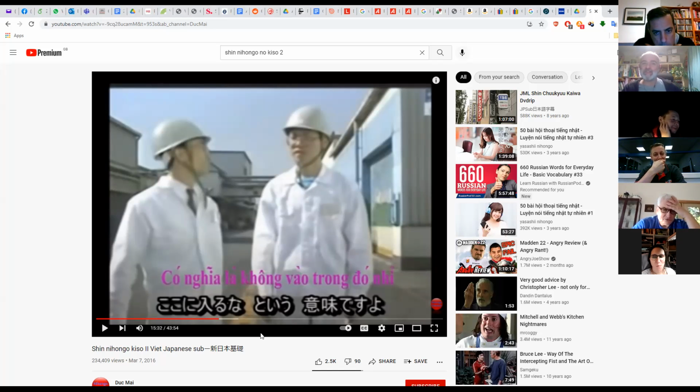Yeah. Hairuna. Koko ni hairu na toyu imi desu yo. Toyu, they say. Yeah, to say. So koko ni hairu na toyu, to say, don't enter here. Imi desu yo. Tom? It's the meaning. Yeah, imi means meaning. So it means do not enter here. It means don't enter.